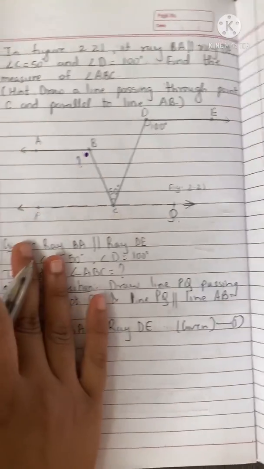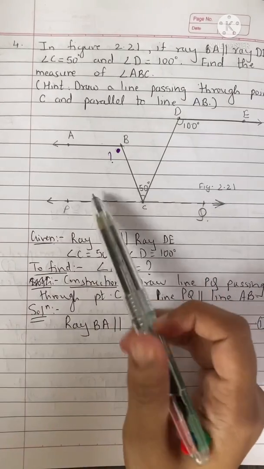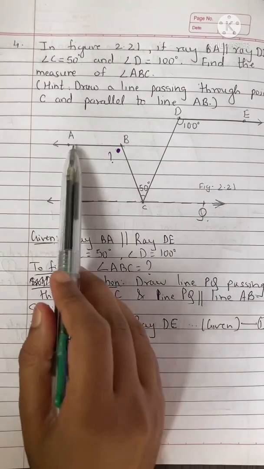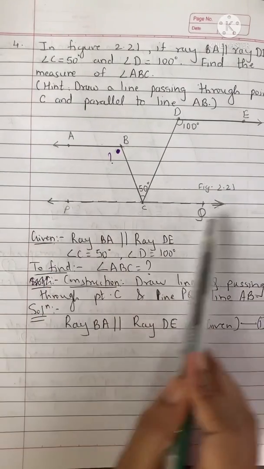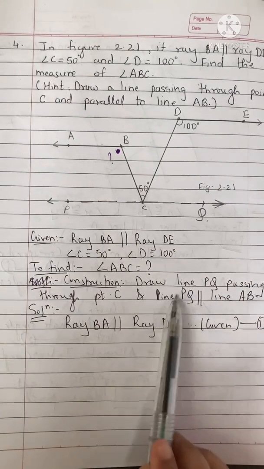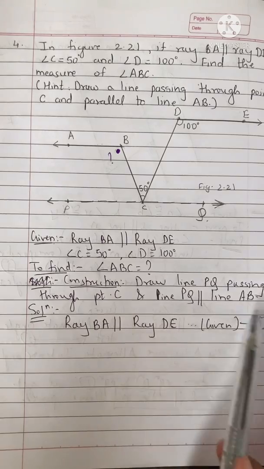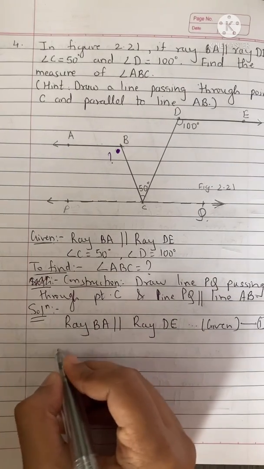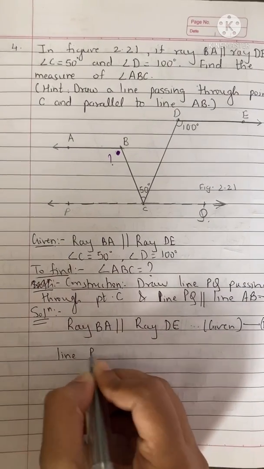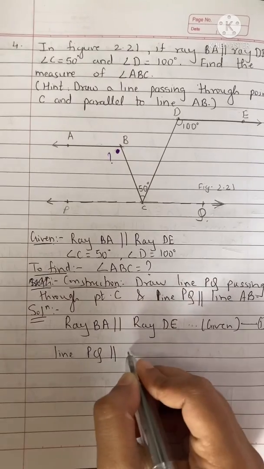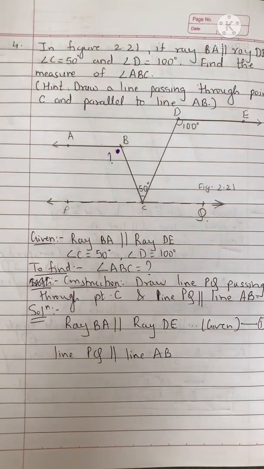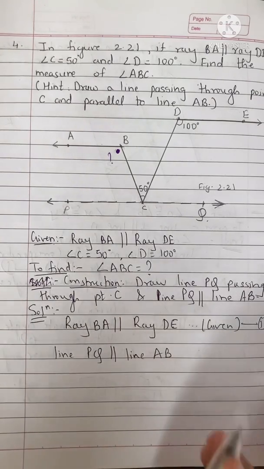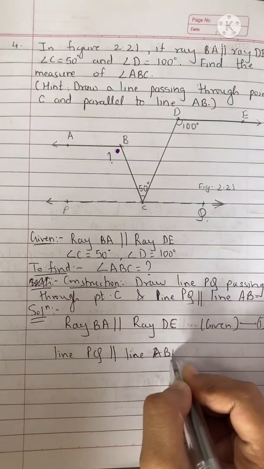The second thing you have to write down is, by construction, ray BA is parallel to line PQ. That is already done in the construction, line PQ parallel to AB. So write down line PQ parallel to line BA. AB or BA, it is the same, so I'll write down BA because that will be better.